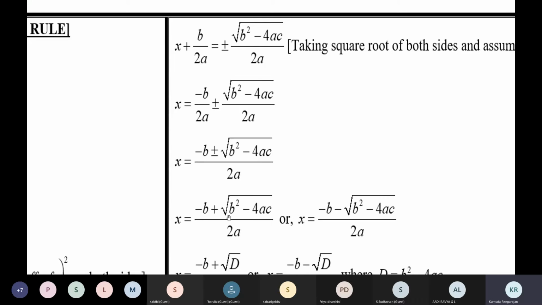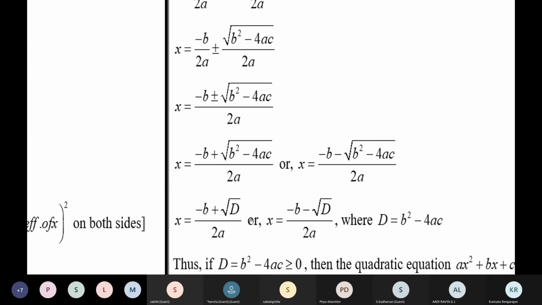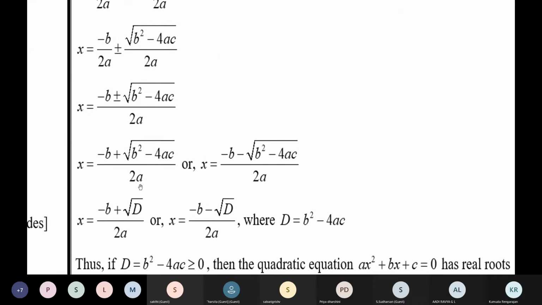So you can rewrite this as x is equal to minus b plus root D by 2a, or x is equal to minus b minus root D by 2a, where D is equal to b square minus 4ac.